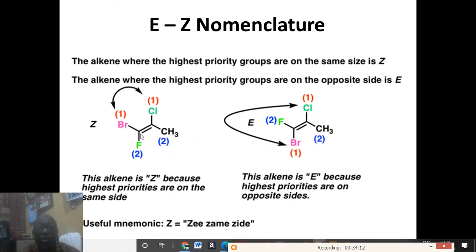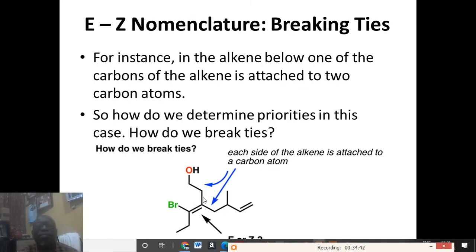The Z isomer, because the higher priority groups are on the same side, and the E isomer, because they are on opposite sides. You can also use this mnemonic to remember: Z, "Zen, Zeit." That will help you always remember that Z means the same side.